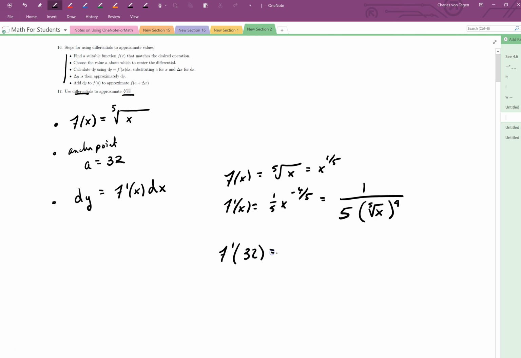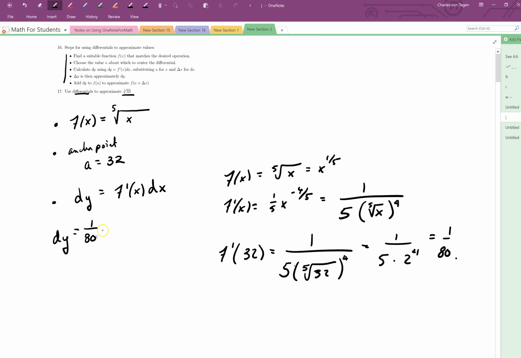So f prime of 32 is equal to 1 over 5 times the fifth root of 32 to the 4th power, which is equal to 1 over 5 times 2 to the 4th, which is 1 over 80. Okay. So now we get that differential y is equal to 1 over 80 times differential x, which stands for our small change in the x value. Well, in this case, differential x is always the same as delta x.